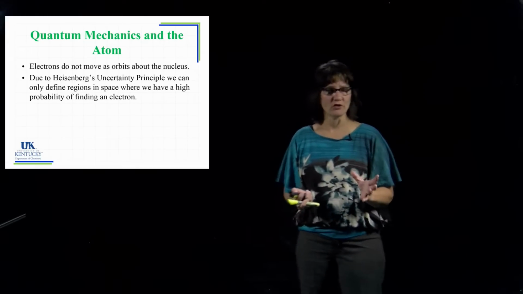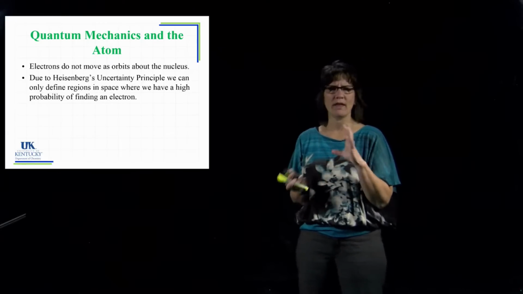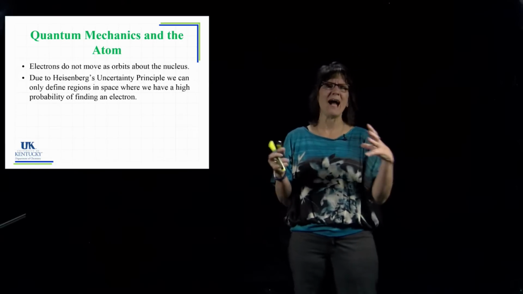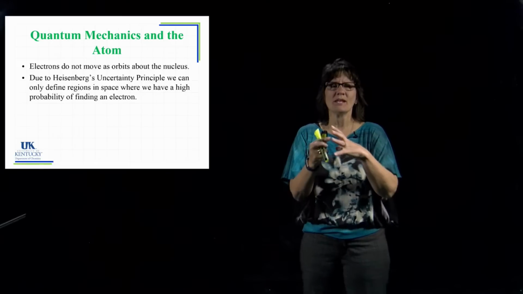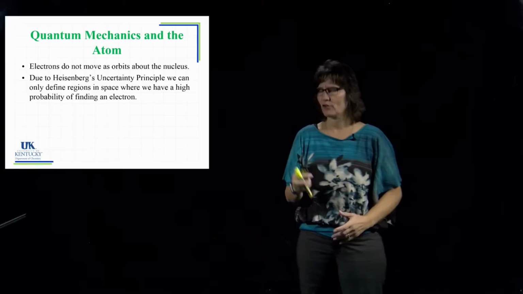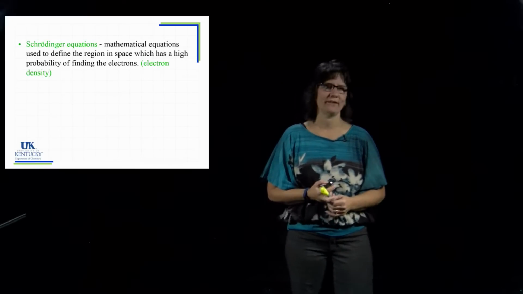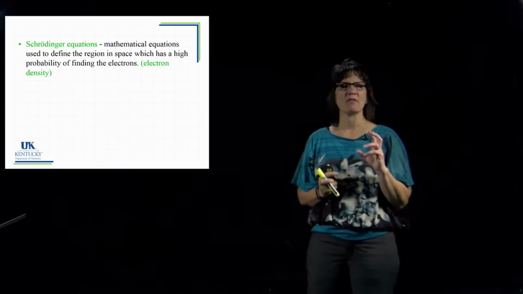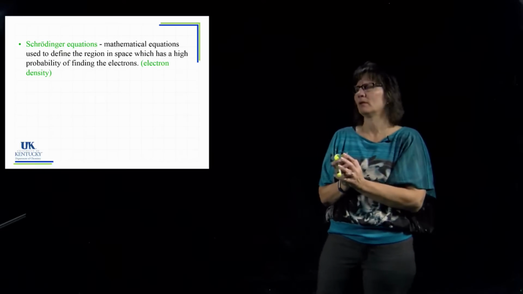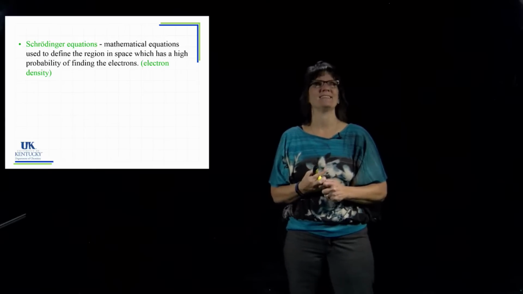Heisenberg's uncertainty principle let us realize that we can't know exactly where they are, but we can know a region in space in which you have a high probability of finding an electron. So we can kind of zone out a little bit and say in this region, we know that the electron is going to be. The Schrödinger equations, we won't look at the equations. The Schrödinger equations are mathematical expressions that define the area in space where you would have this high probability of finding the electron. We would say it has a high electron density in this area.